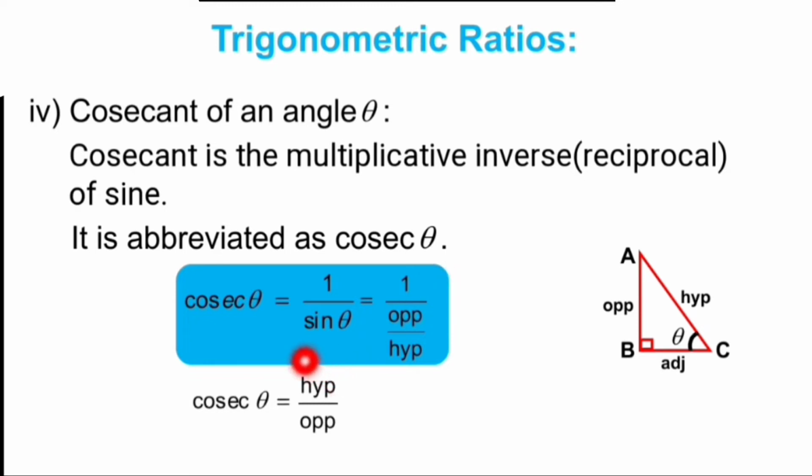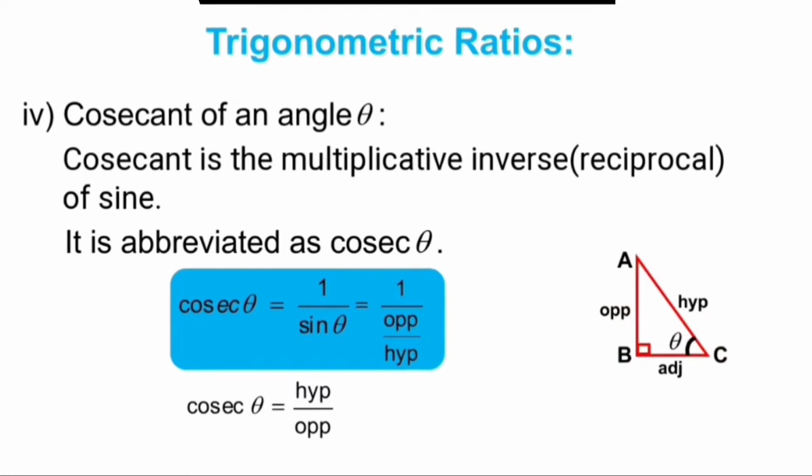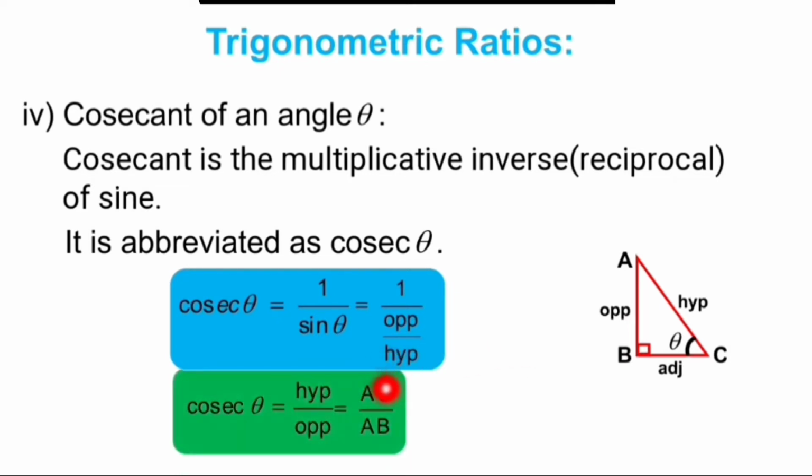It means cosecant of an angle is defined as the ratio of the hypotenuse to the side opposite to that angle. From the figure, hypotenuse is AC and the opposite side is AB. Therefore, cosec theta or cosecant theta is equal to AC by AB.